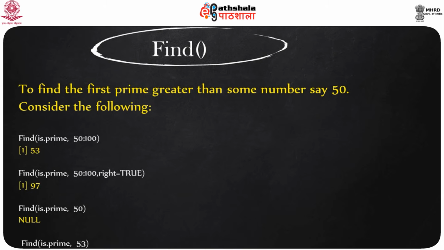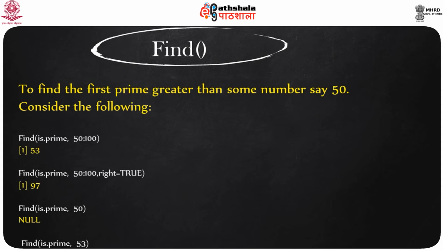The basic logic behind finding a prime number obviously remains the same here. So let us see what happens when we just put a number, unlike an interval, as an argument of the function that is Find.